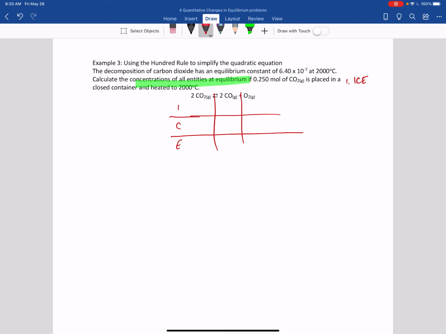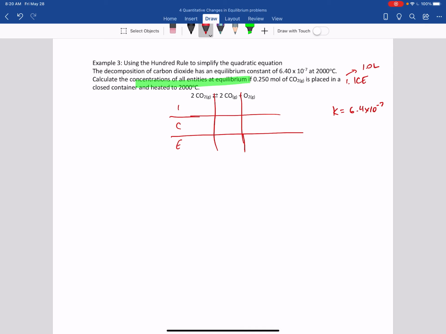Okay, we've got that there, and the checkerboard is fine enough. We have a K value of 6.4 times 10 to the negative 7 at 2000 degrees. Remember that this doesn't factor in. Okay, we're going to use... Oh, I didn't give you the concentration here, so we just got to leave it. It should say 1.0 liter container.